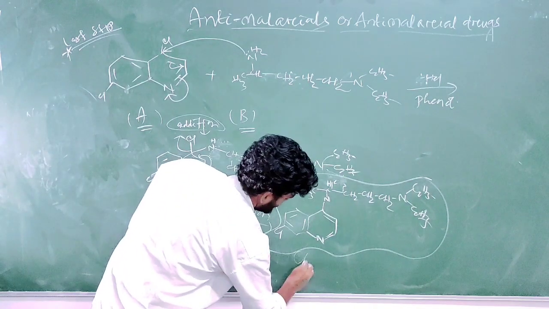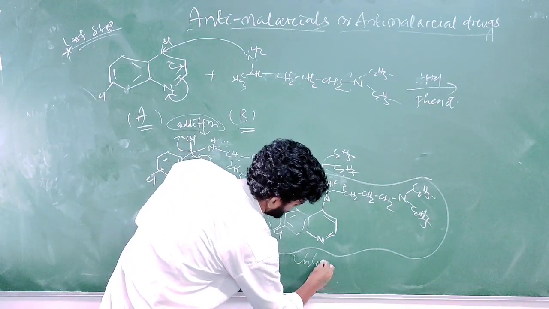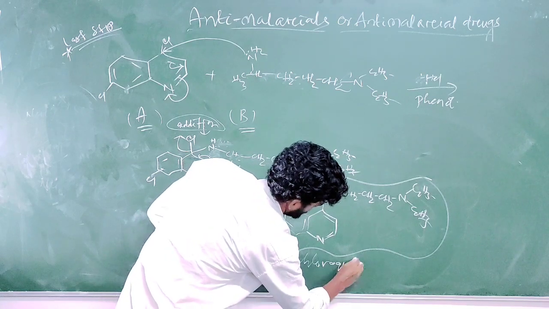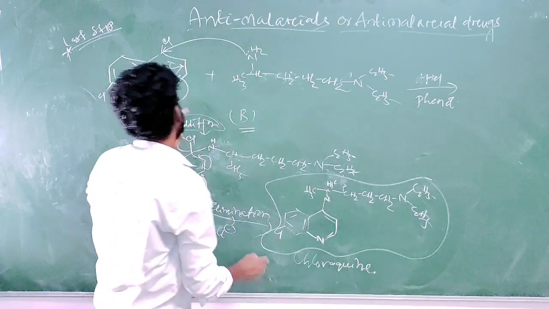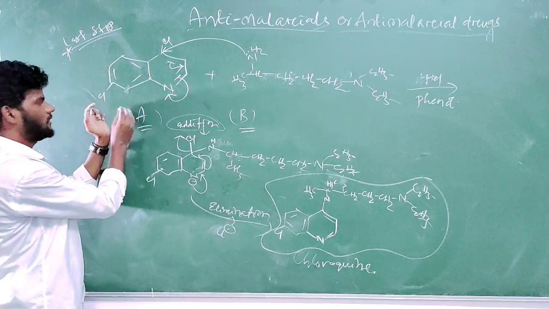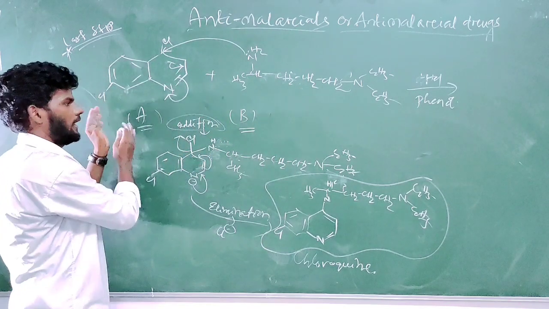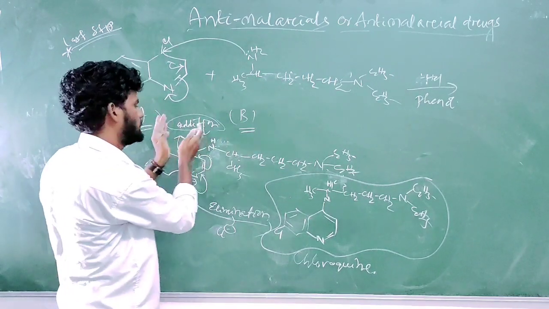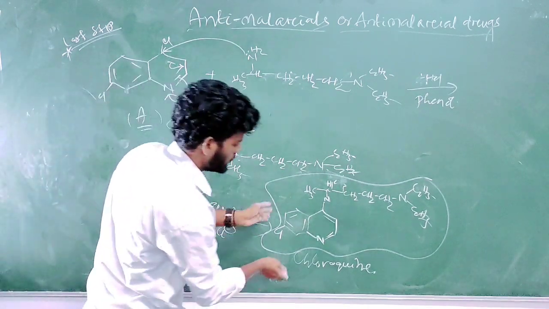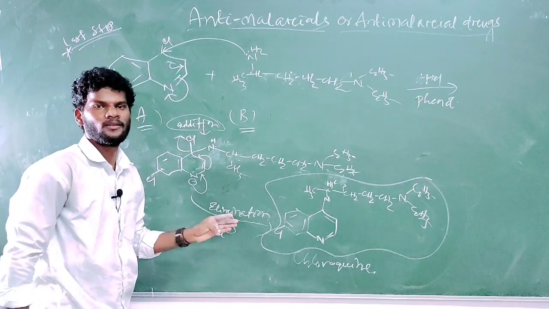This is our desired compound, chloroquine. Chloroquine is A plus B. We first synthesized A, then at the next step we synthesized B. If we combine A and B through an addition-elimination reaction, it produces our desired compound, chloroquine.